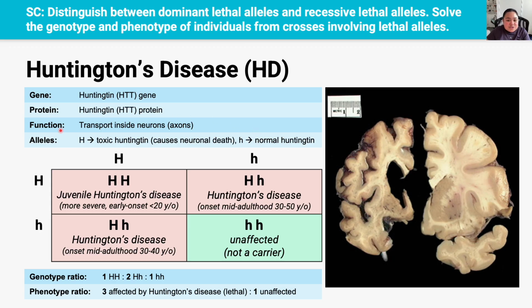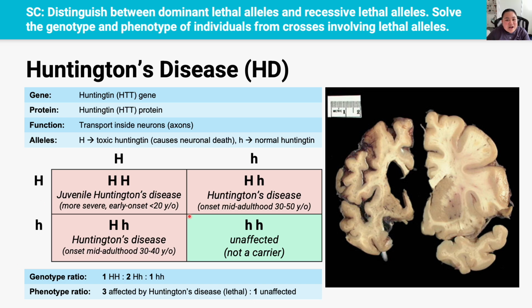This Punnett square shows us the predicted genotype of offspring from a cross between 2 heterozygotes that are carrying 1 copy of the toxic Huntington allele and 1 copy of the normal Huntington allele. The expected genotype ratio is 1 to 2 to 1, but the phenotype ratio is 3 affected by Huntington's disease to 1 unaffected healthy individual.